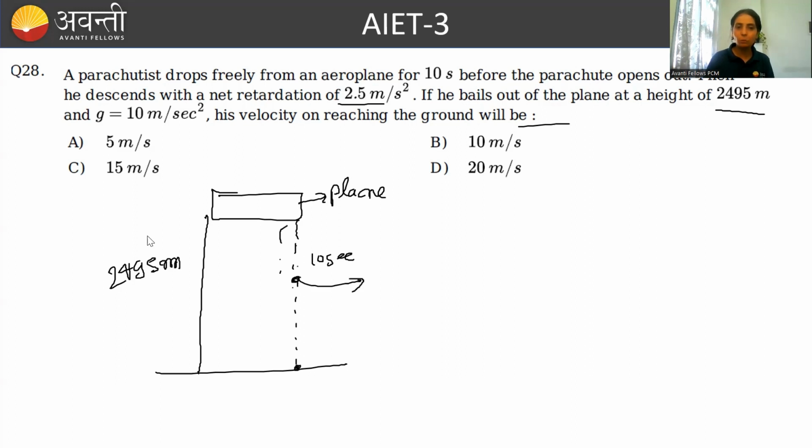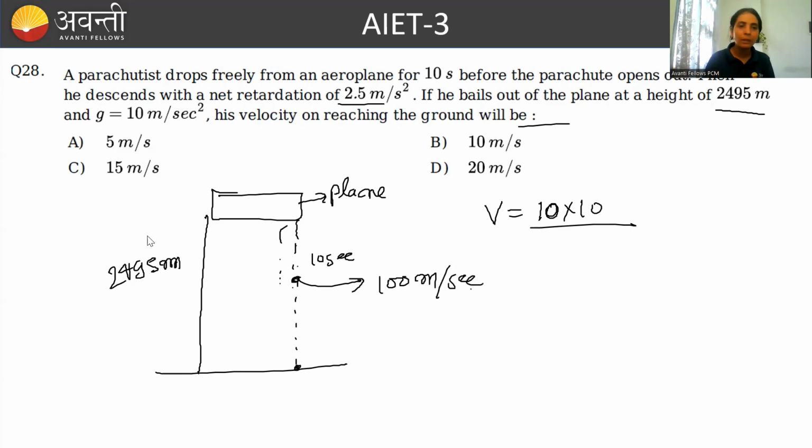Until this point, the person is in free fall, right? If the person is in free fall, we can calculate velocity as he or she is dropping down. So initial velocity is 0. Final velocity v equals gt. g is 10 and time is also 10 seconds, so 100 meter per second. Here the velocity of the person at the instant the parachute opens will be 100 meter per second, right?